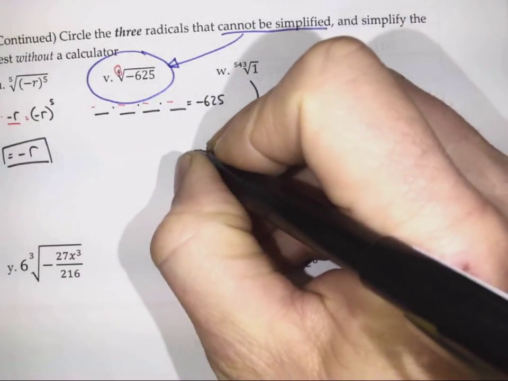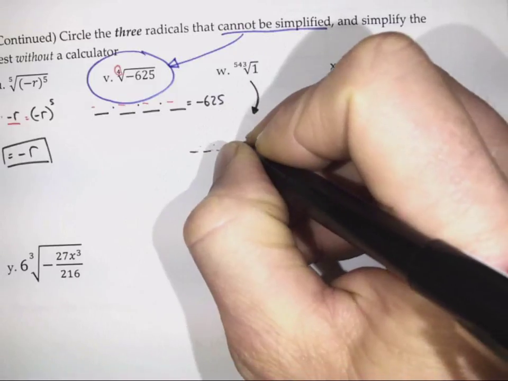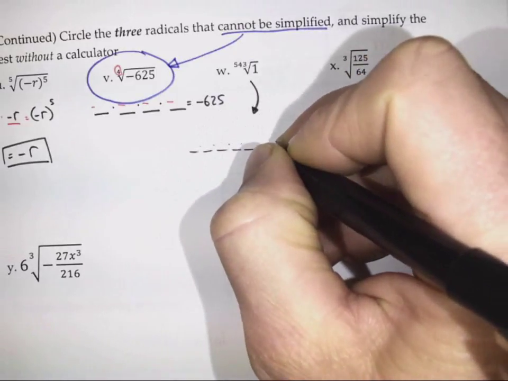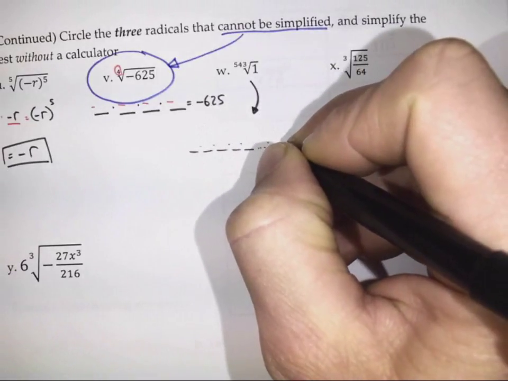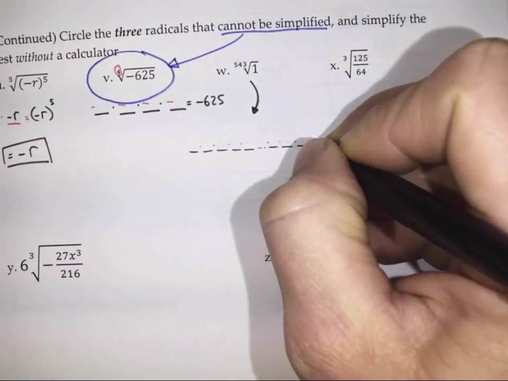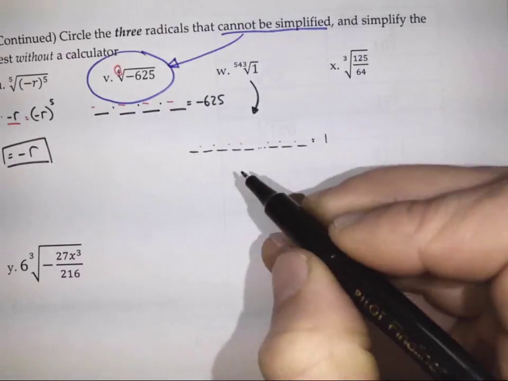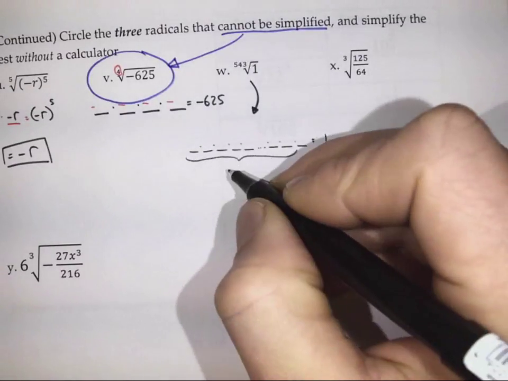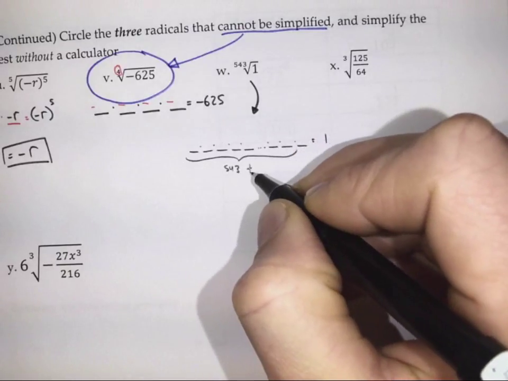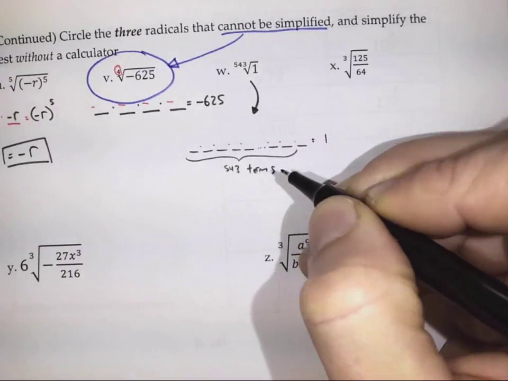So that means something multiplied by itself 543 times, and overall we're going to get 1. So that means there's 543 terms in this expression.